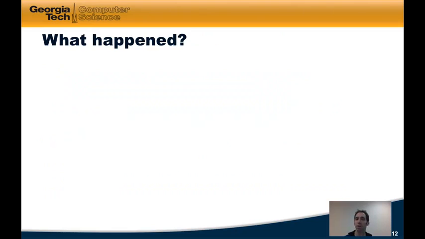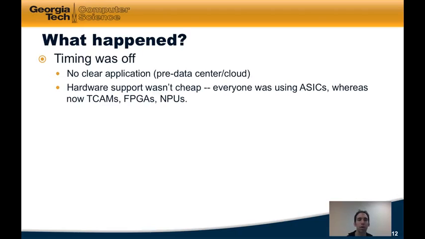So what happened to active networks? This technology was introduced almost 20 years ago. Why didn't we see some of these ideas come to fruition sooner? Well, for one, the timing was off. At the time, there was no clear application for this type of programmability. As we've seen now, and as we'll see throughout this course, one of the killer apps or killer environments for SDN was the data center and the cloud. And at the time, the data center and cloud just didn't exist. So there was no particularly clear application for active networks, at least no immediate application.